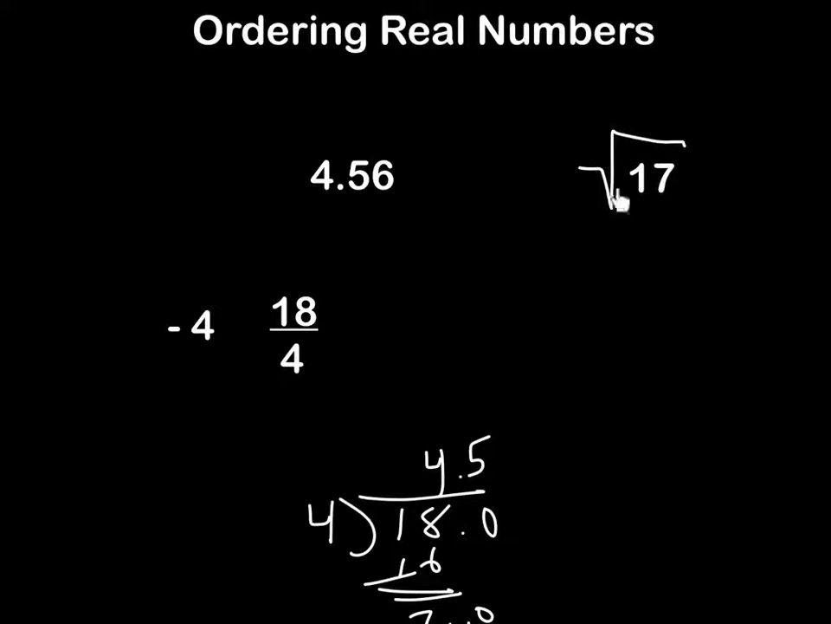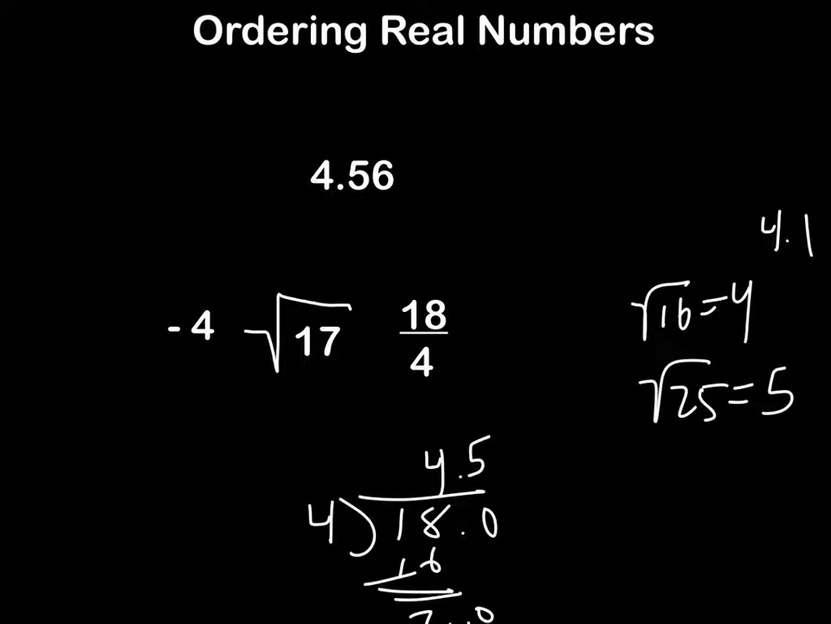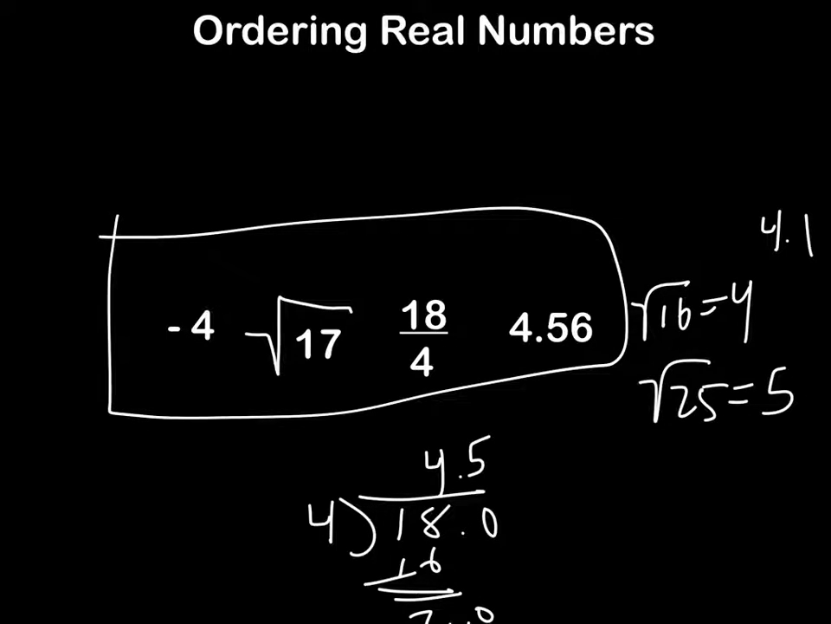Now, converting this to a decimal, well, the square root of 16 is equal to 4. The square root of 25 is equal to 5. So the square root of 17 is going to be pretty close to 4. It's probably going to end up being something like 4.1, which is why the square root of 17 is going to come before the 4.5 that is the 18 over 4. Then the 4.56 comes to the end here. And this is your final ordered set of numbers.